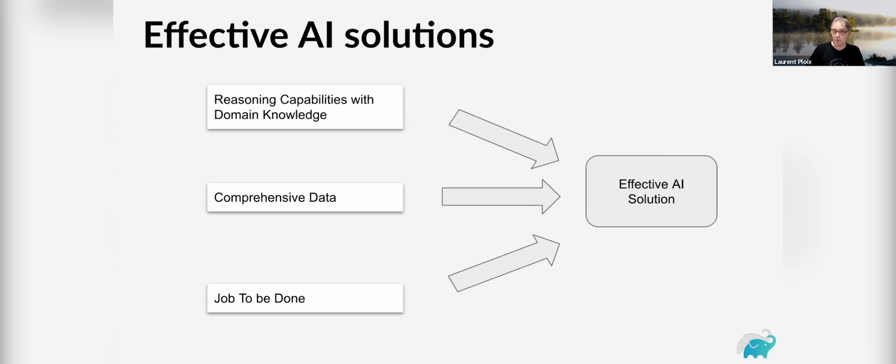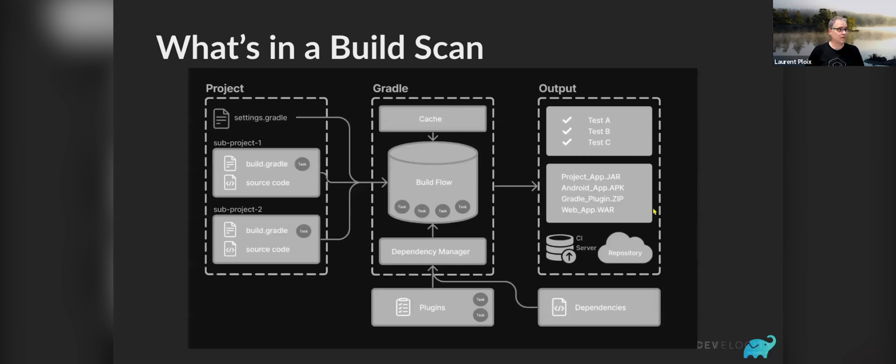So we get our reasoning capabilities from LLMs, and of course, we can help train them well with evals. We get the domain knowledge from all the documentation and the system prompts we can provide. We get the use case from you, developers. And then there's the data, and that's where it becomes interesting.